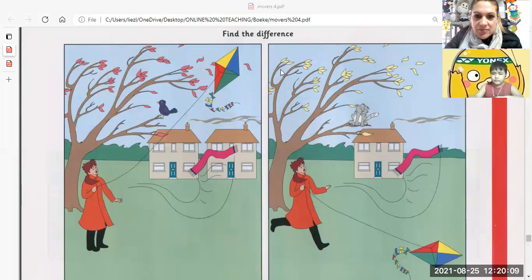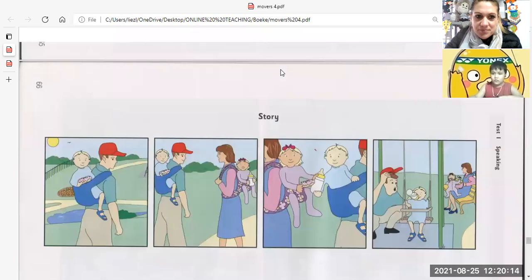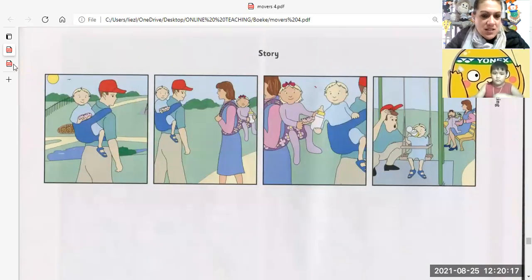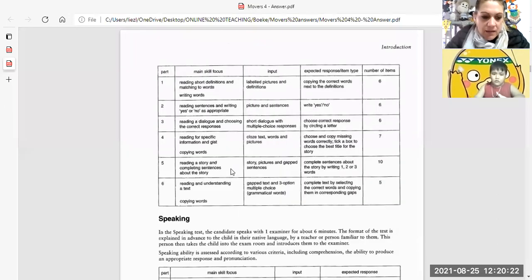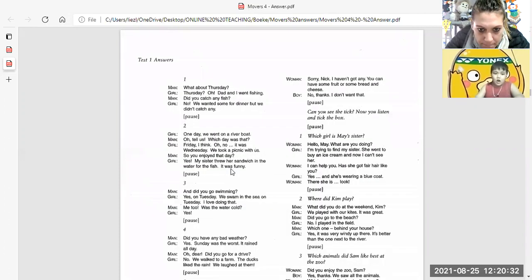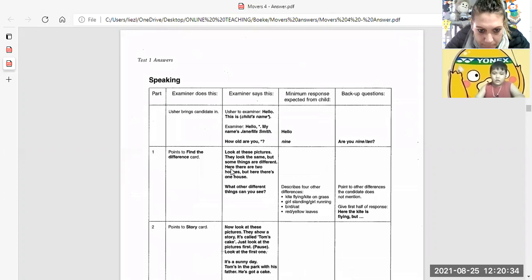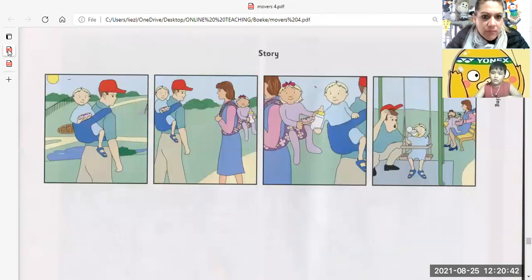Okay. Now we're going to tell the story. Okay, let me just go find the story and see that it's not too difficult. Okay, let's tell the story. What can you see here?